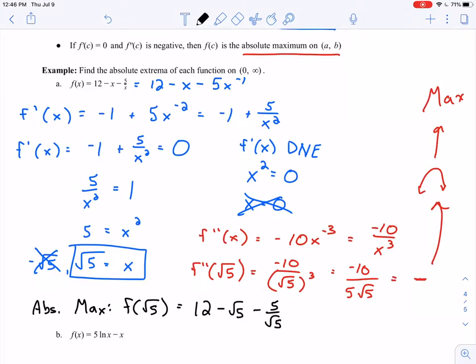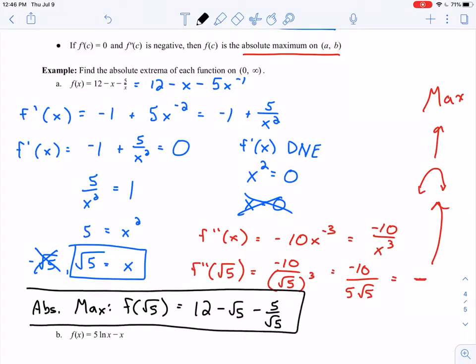Boy, that's just an ugly number. I think I'm just going to leave it like that. So I have an absolute maximum at square root of 5, and its value is 12 minus square root of 5 minus 5 square root of 5. That is the absolute maximum on, remember, we're only working on the interval 0 to infinity.